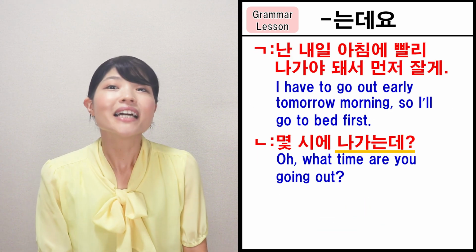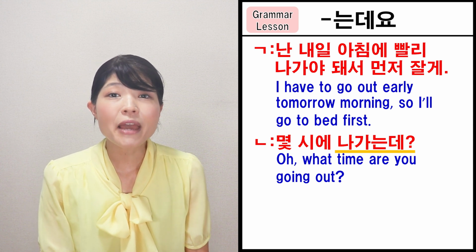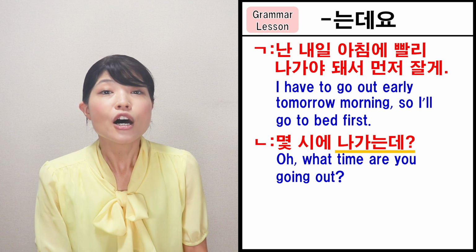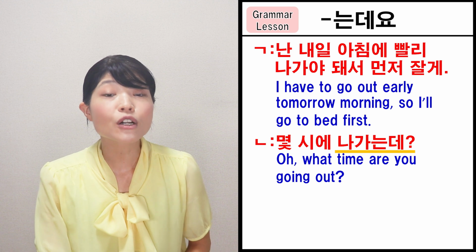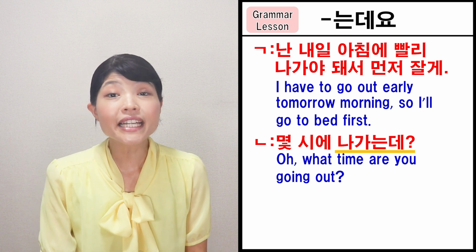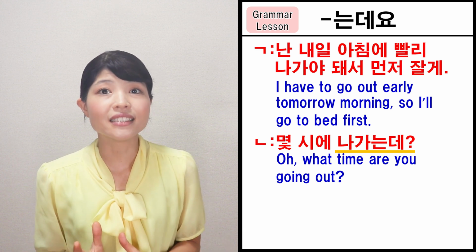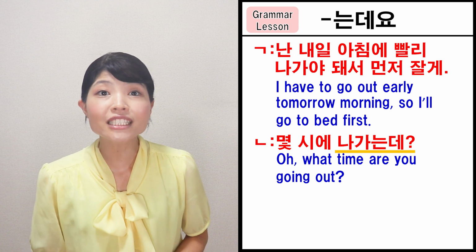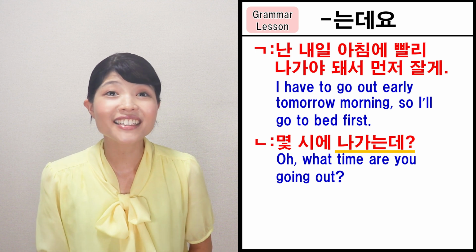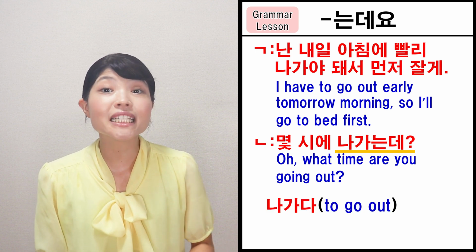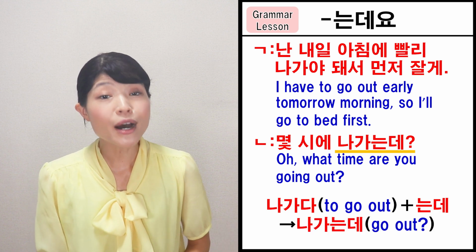The next example is also in pattern 2, asking questions. 난 내일 아침에 빨리 나가야 돼서 먼저 잘게. I have to go out early tomorrow morning, so I'll go to bed first. 몇 시에 나가는데? What time are you going out? In this sentence, you use this grammar to ask for an explanation about what time are you going out, right? Here, 나가다 to go out is a verb, so you add 는데 to make 나가는데 go out.